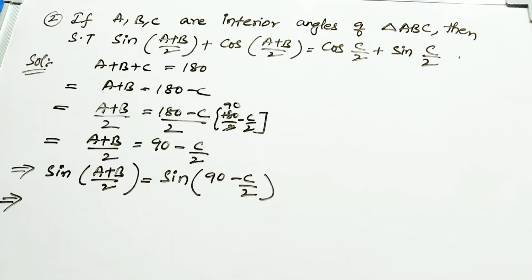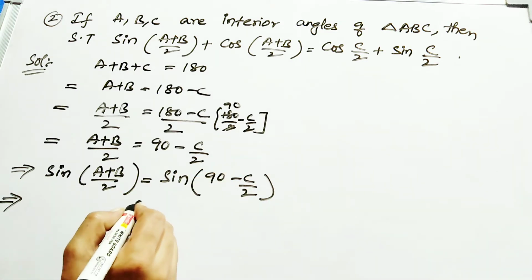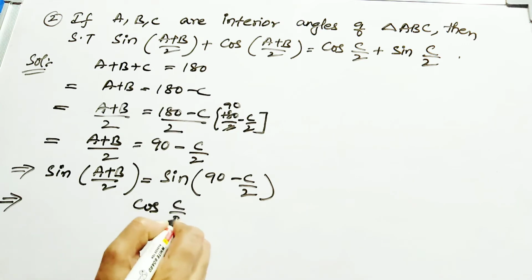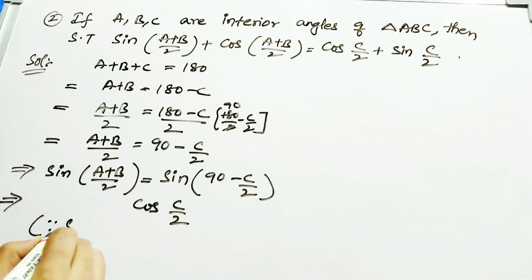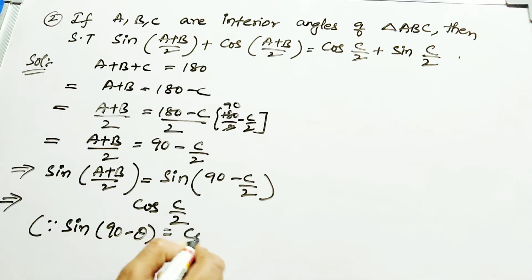So what will you get? sin(90 minus theta) is your cos theta. What is sin(90 minus theta)? You will get cos theta. That is your cos(C/2).